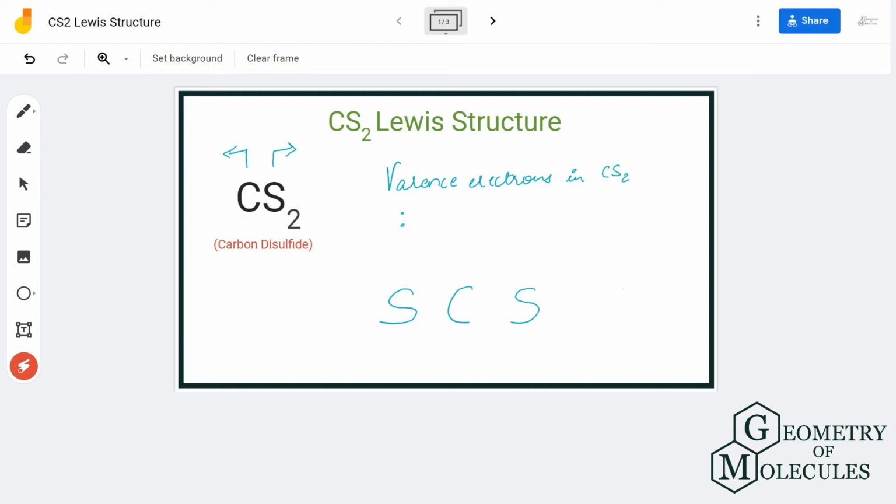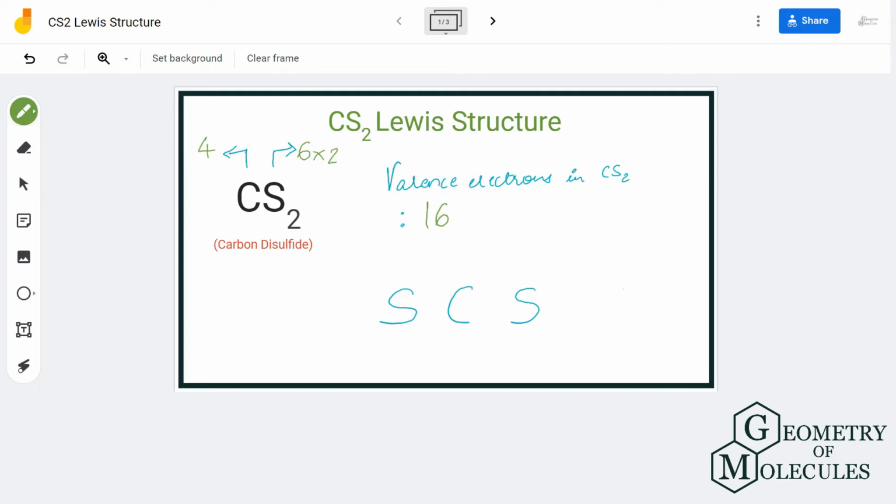To understand the Lewis structure for this molecule, we will first go through its total number of valence electrons. So carbon here has 4 valence electrons in its outer shell and a sulfur atom has 6 valence electrons in its outer shell. But as there are 2 sulfur atoms here, we are going to multiply this number by 2. So in total we have 16 valence electrons for CS2.